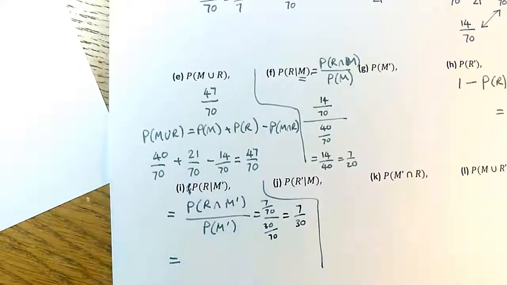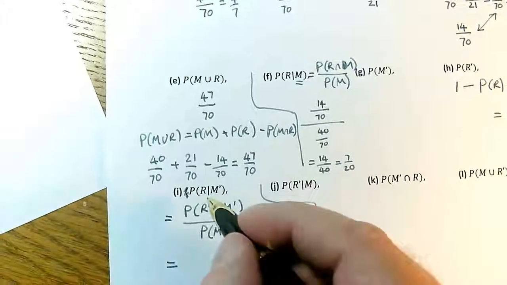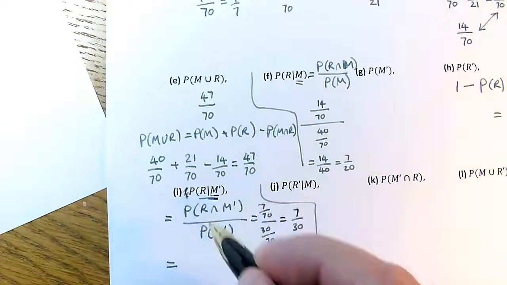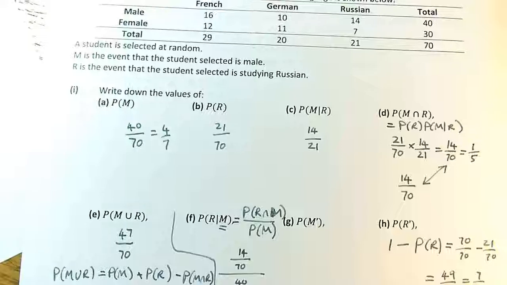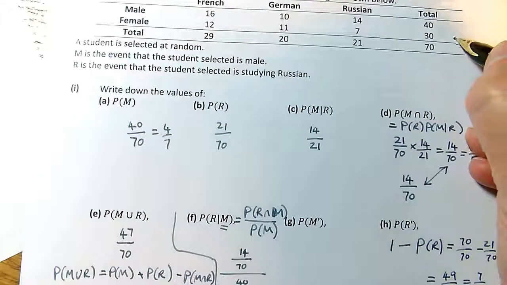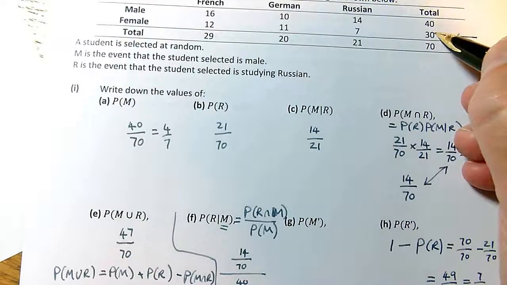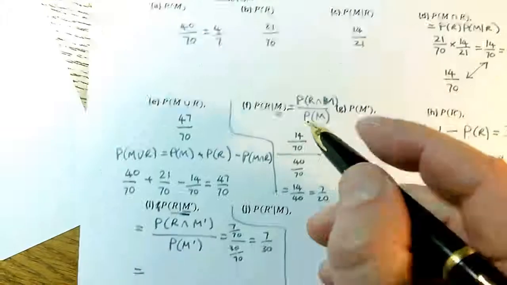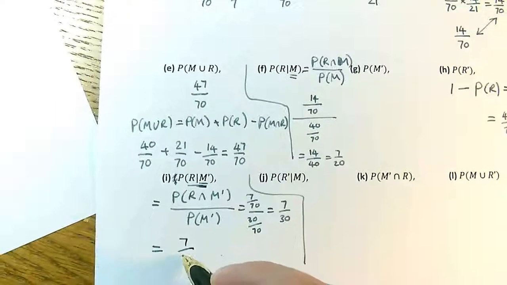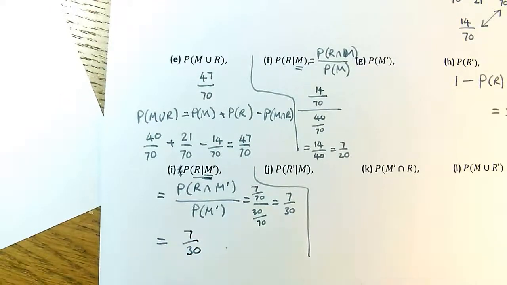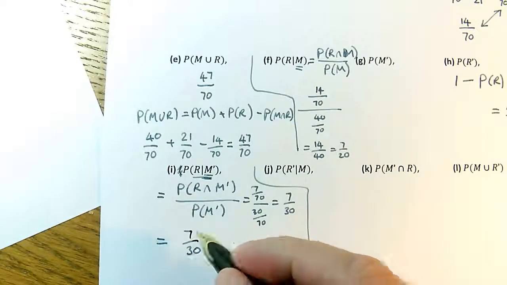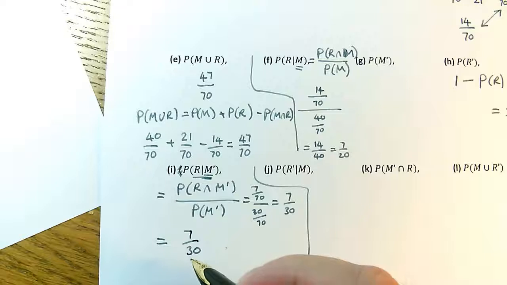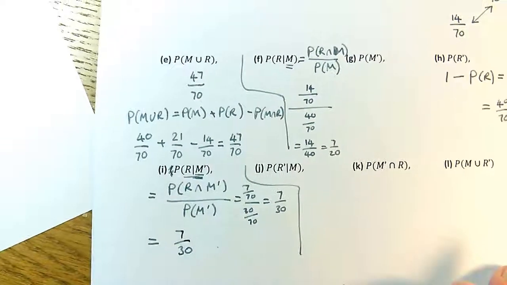Okay, or I could do it directly from the table. So what am I given? I'm given that I'm not male, so the only part of the table of interest is these 30 females, and I want the probability of studying Russian given I'm female. So of the 30 females, 7 study Russian. So the conditional probability is 7 30ths. So I've got that answer 2 different ways.